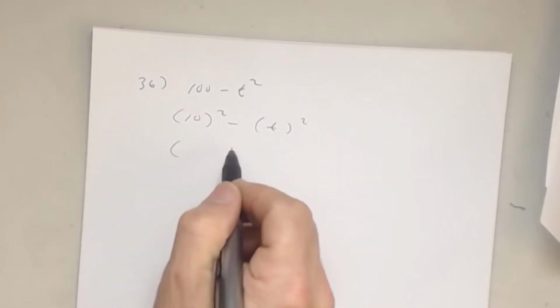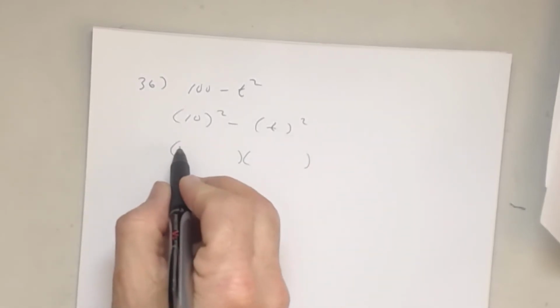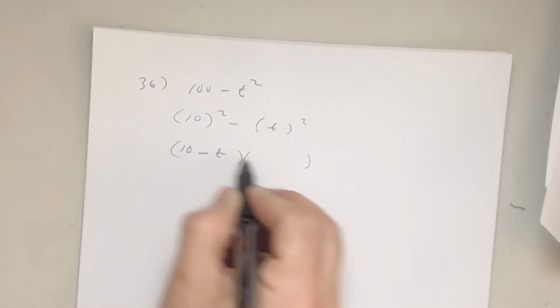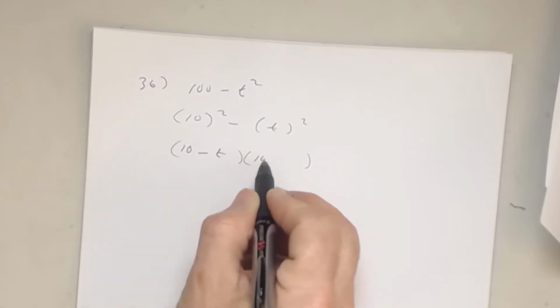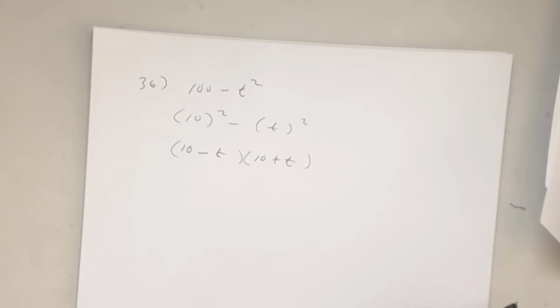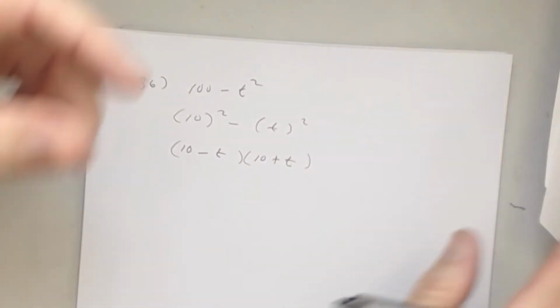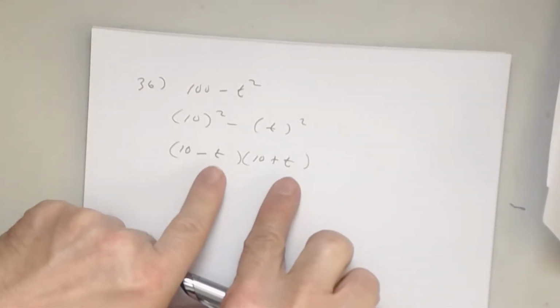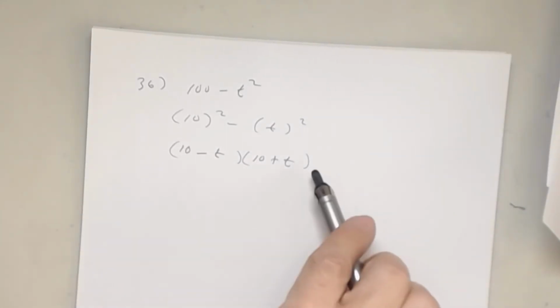All right. So now you got to write in this order. So what are you going to write it in? 10 minus t times 10 plus t. So the reason why I did that one is because every one we've done so far, the variable has been the first term listed. So this is a situation where the variable is the second term listed. Okay? All right.